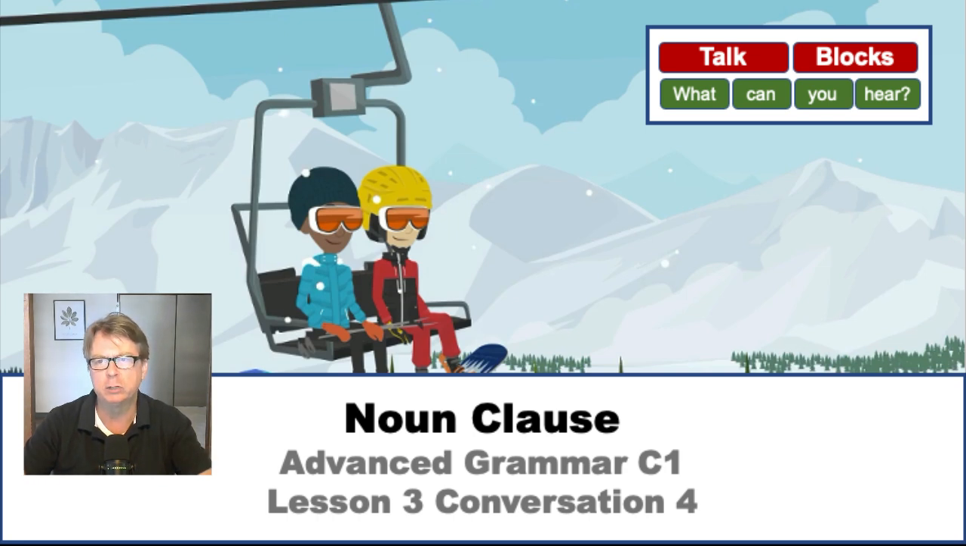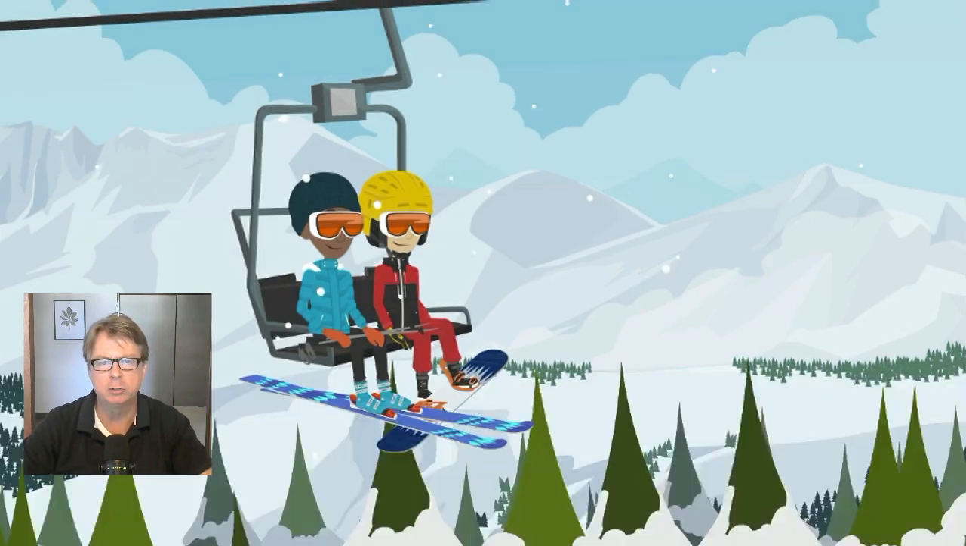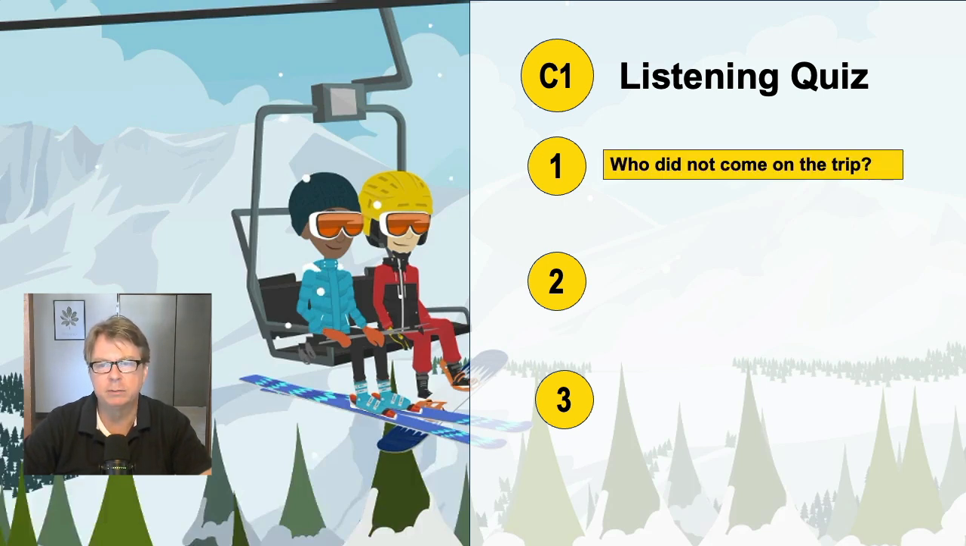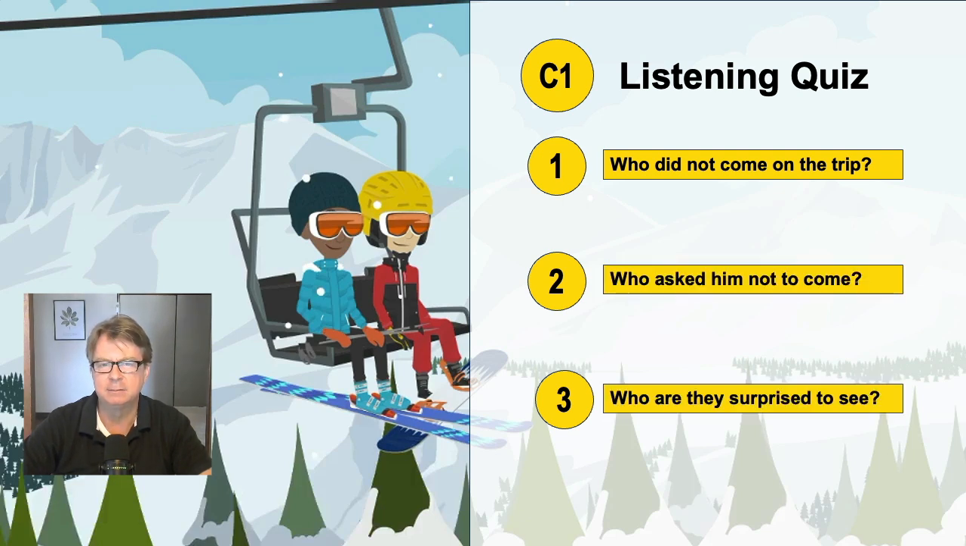In this lesson, we're going to do talk blocks, which is a kind of cool way to do a listening only dictation. And that's our listening puzzle. But first, we will do a listening comprehension quiz. So we will hear two people talking about a rumor. And the three questions are, who did not come on the trip? Who asked him not to come? And who are they surprised to see? Okay, are you ready? Here we go.